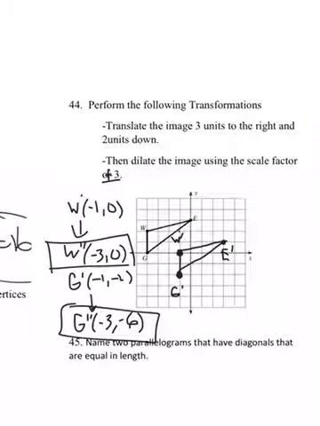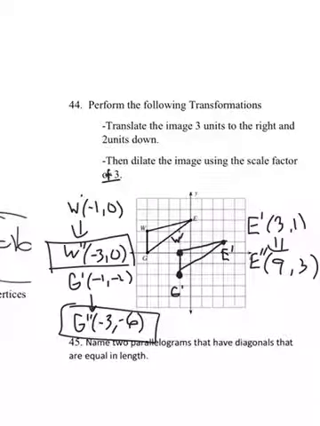Not that bad in all honesty, but then you get to E, and E prime is at 3, 1, and that would take you to 9, 3, which would be way off the grid. So it would look something like negative 3, negative 6, and then like 5, 6, 7, 8, 9, you know, somewhere like that. And it would be 3 times as big.